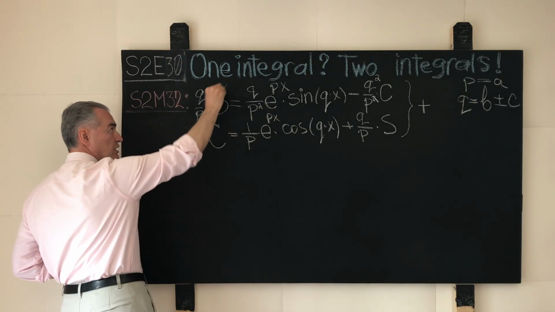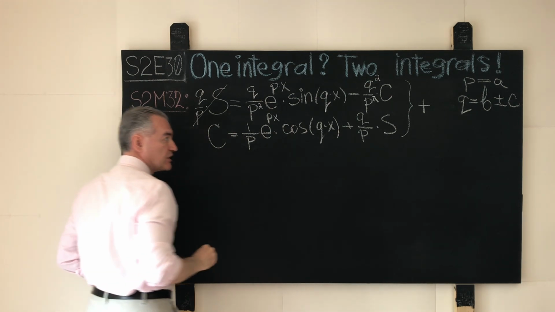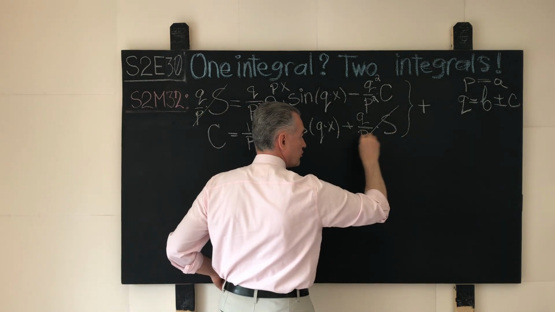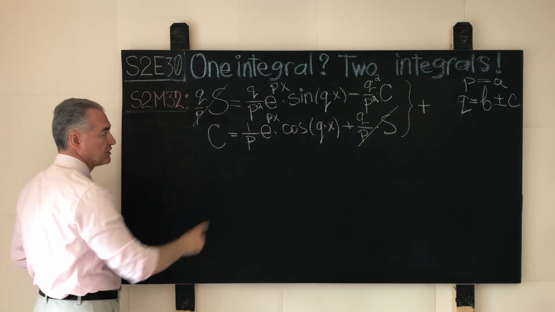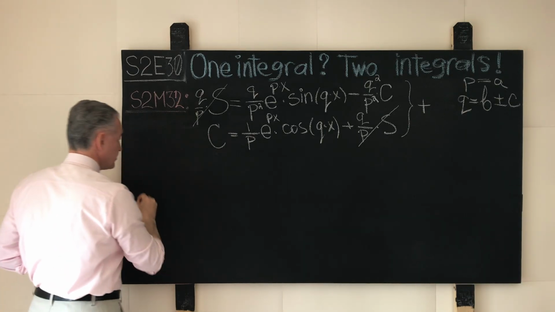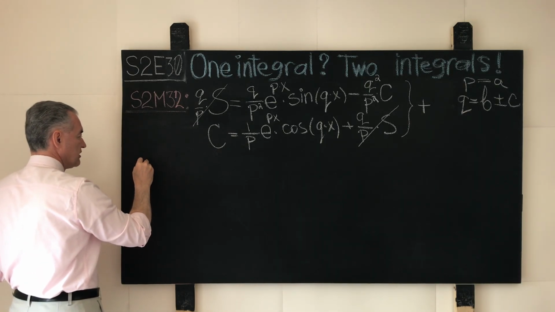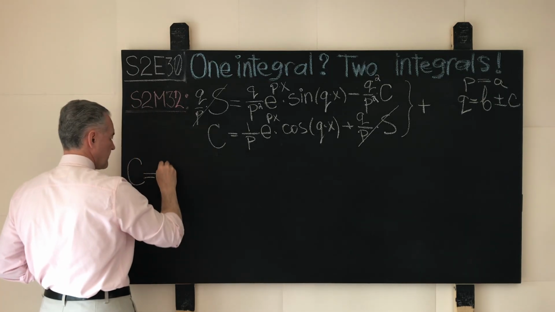Well, look at this. q over p times s on the left-hand side of the equal sign and q over p times s on the right-hand side of the equal sign disappear. On the left-hand side of this equal sign, what do we have? Precisely, we have only c, our integral c. And what do we have? Well, it will be this guy.